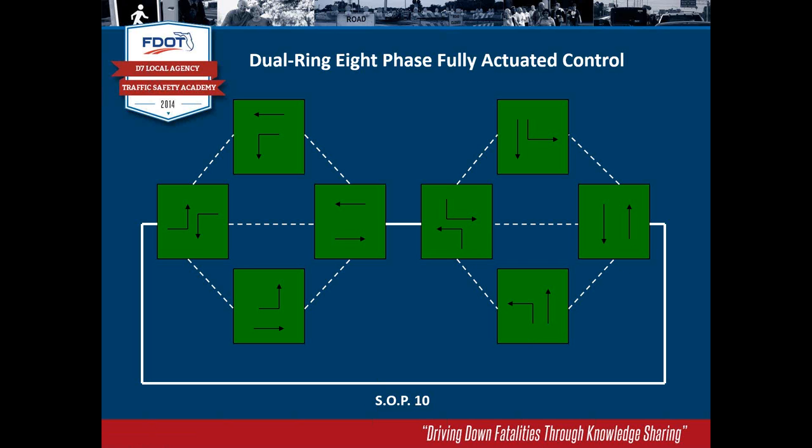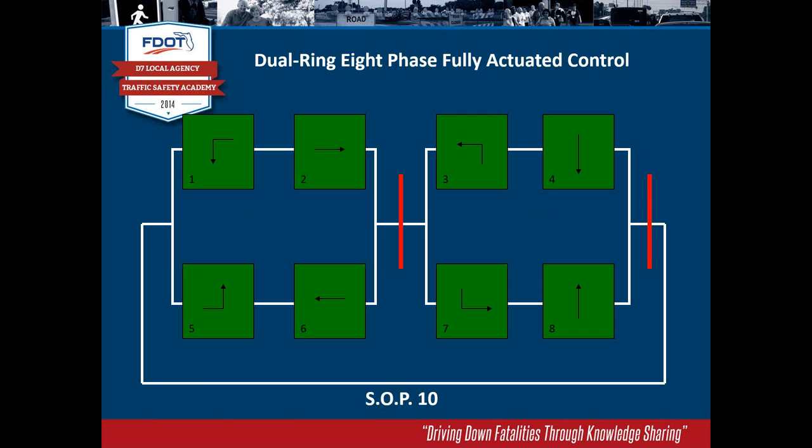And so, like I said, this is standard signal operating plan number 10. SOP10 is what it's called, also known as dual ring 8-phase fully actuated control. And so I'm going to try to make this simple and help you understand how controllers operate that are implementing this type of actuated control. All right, on the screen now you should see the dual ring 8-phase fully actuated control the way the controller thinks about it. And if you grab hold of this concept, you really understand why controllers do some of the things they do.